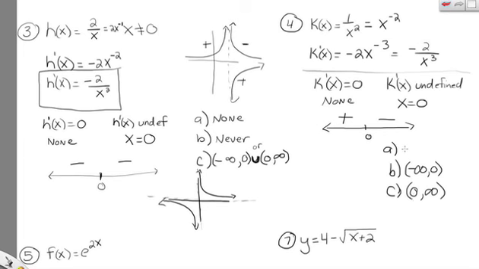There are going to be no local max or mins because we have an asymptote at 0, and the graph of 1 over x squared looks like this. So we have no local max or mins.